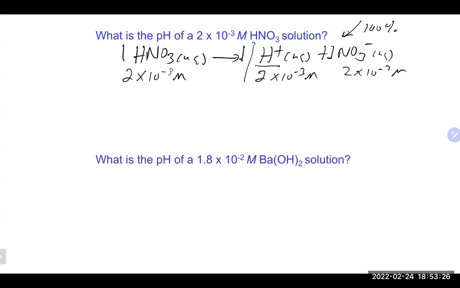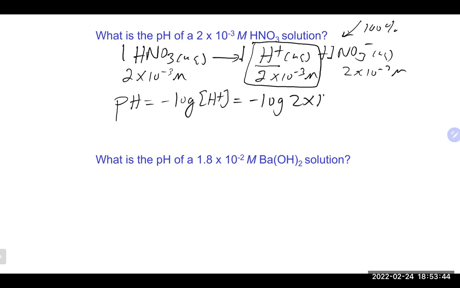Because it is a strong acid, and this is 100% what we have in solution, we actually could calculate the H plus concentration by looking at the molarity. And that means we have what we need to go into our pH equation. And if we do that, we get minus the log of 2 times 10 to the minus 3. And that is 2.7 in terms of the pH, which does make sense because it's acidic.